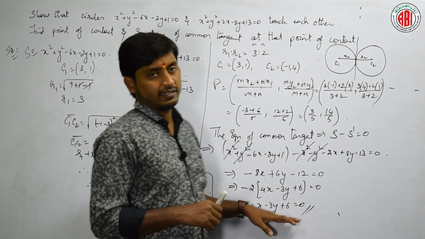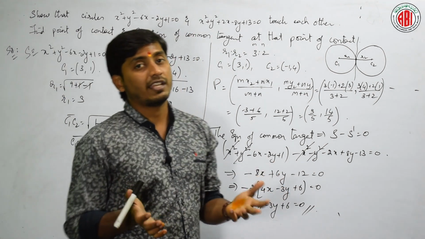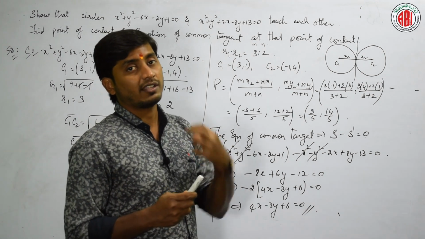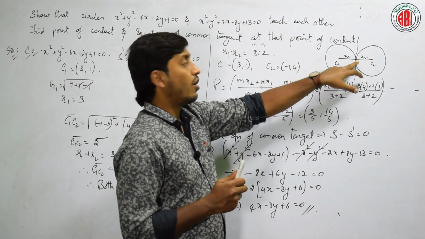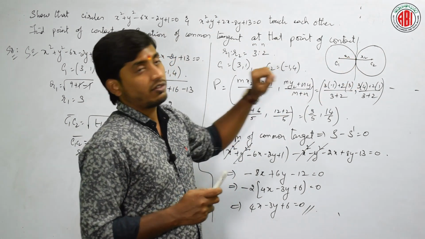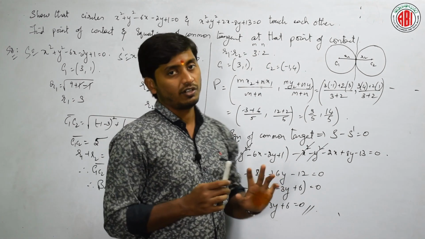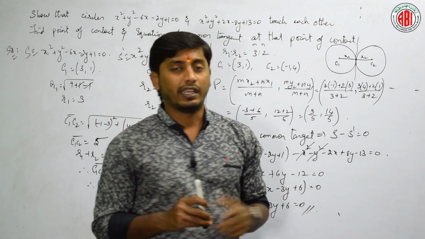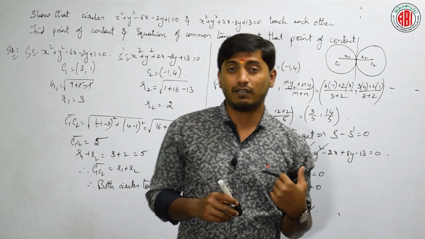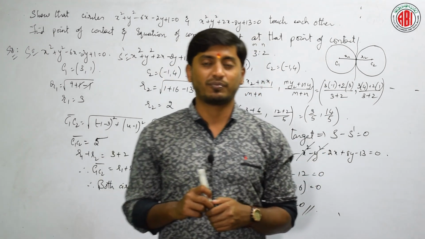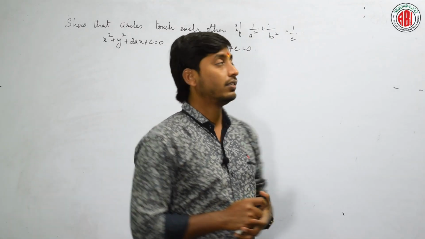We can directly get this, or else the simplest and the new method: whenever you are finding the common tangent at the common point of contact, we have to do just S minus S dash equal to 0. Clear? Did you understand? Is it not easy to solve? Fine. Shall we move on to the next problem? Let's do. Look at the next question here.